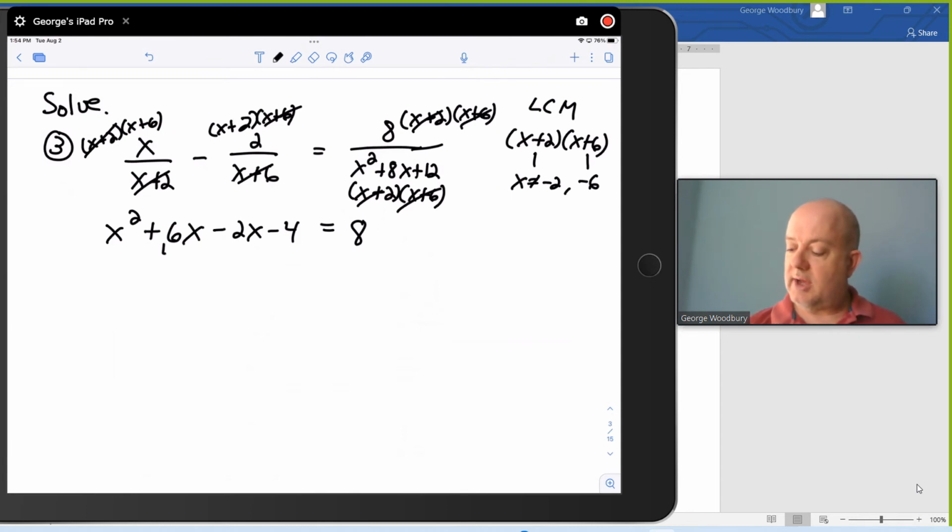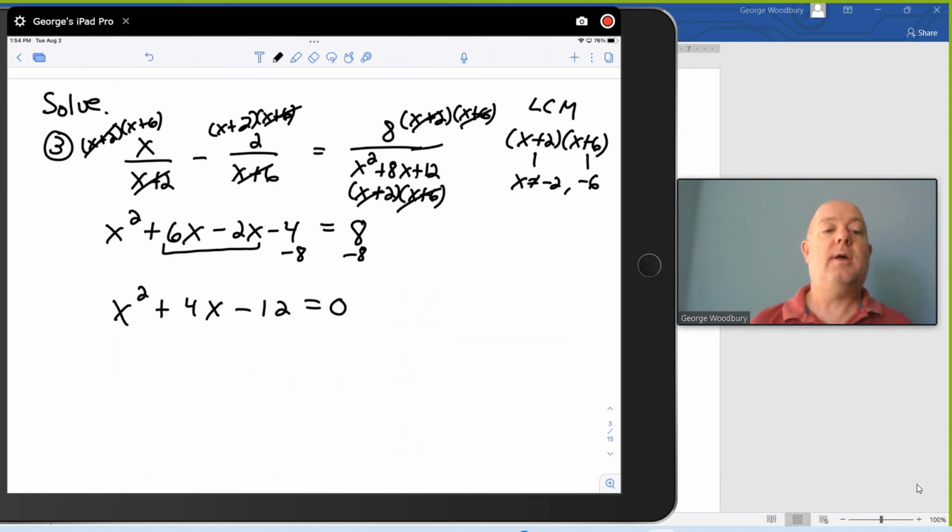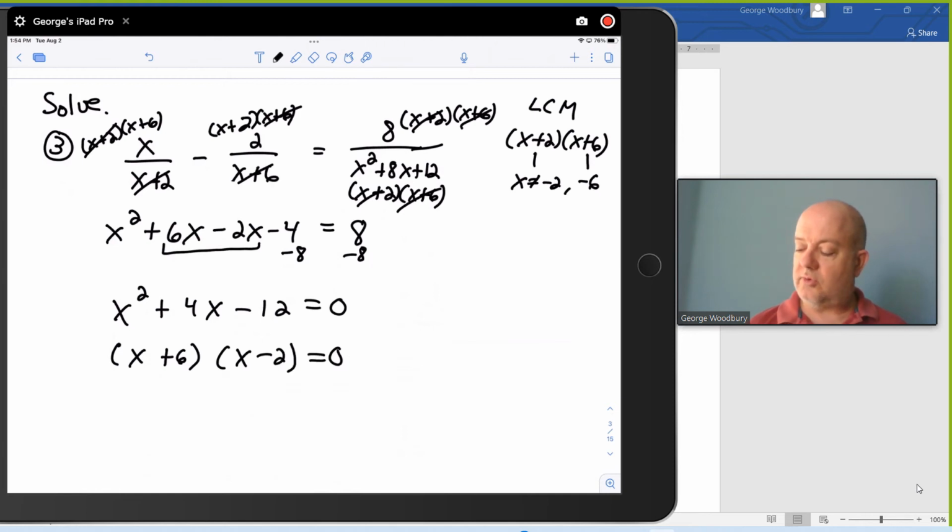I'm going to combine the two like terms on the left-hand side containing x. I'm also going to subtract 8 from both sides because I've got a quadratic equation and I want everything on one side equal to 0 on the other. That gets me to x squared plus 4x minus 12 equals 0. I can factor this. This factors to be x plus 6 times x minus 2 equals 0.